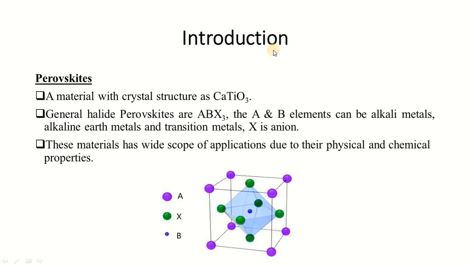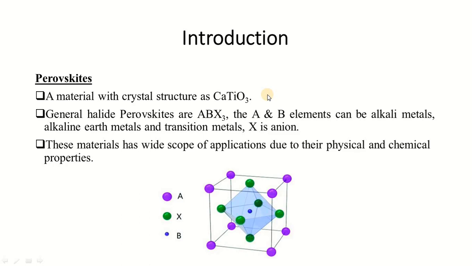So the first is the introduction. In the introduction, we will discuss perovskites, that is what perovskites are. So actually perovskites are materials having a crystal structure like calcium titanium trioxide. Now perovskites are of different types.